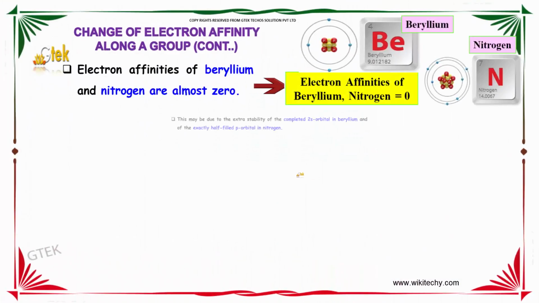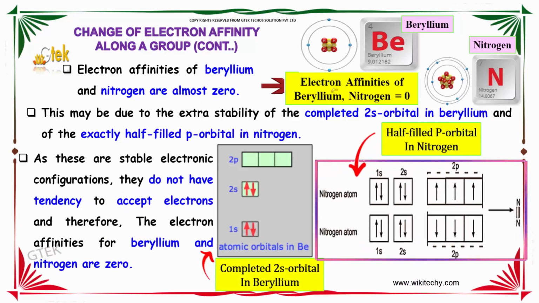The electron affinity of beryllium and nitrogen are almost 0. This may be due to the extra stability of the completed 2s orbital in beryllium and the exactly half-filled p orbital in the nitrogen atom. You are able to see the nitrogen atom. So, as these are stable electronic configurations, they do not have a tendency to accept electrons, and therefore the electron affinities for beryllium and nitrogen are 0. So it doesn't need any electron.